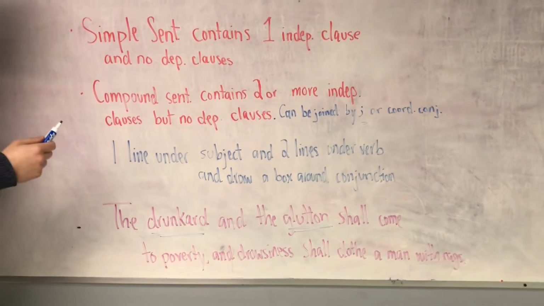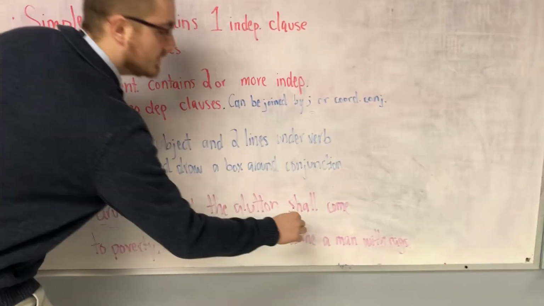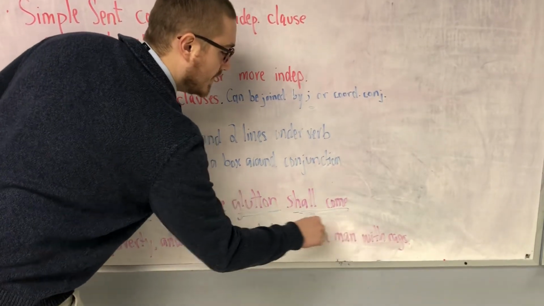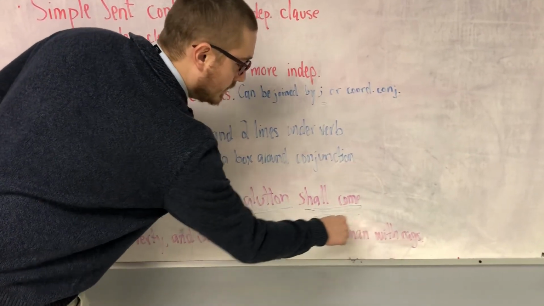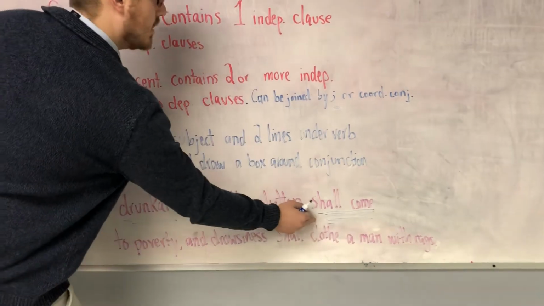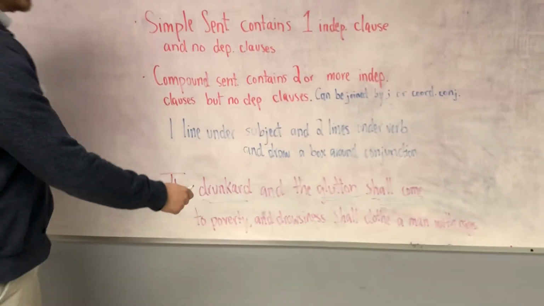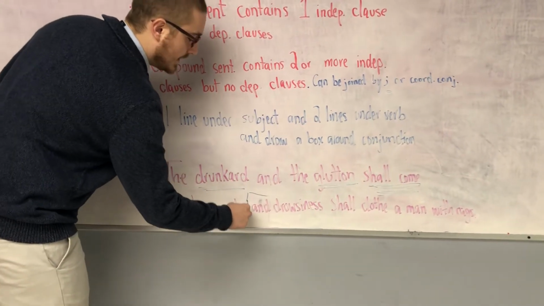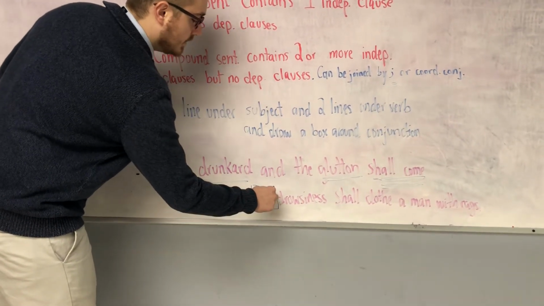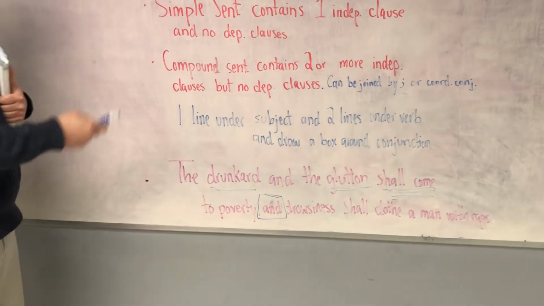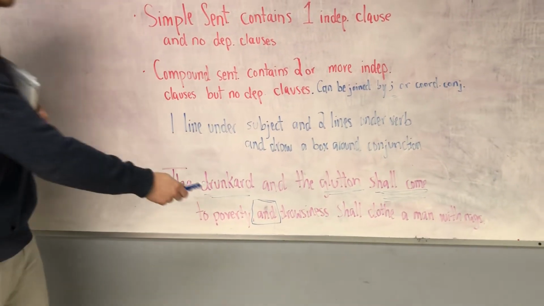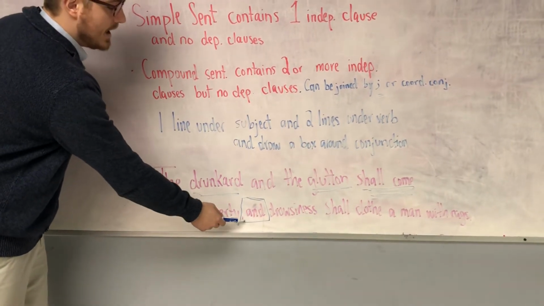And then two lines under the verb, or verb phrase. Shall come is our verb phrase here. Shall come. Hopefully you can see that. This is our verb phrase, guys. To poverty. Here's our coordinating conjunction and a comma. So we don't have a semicolon here. These two independent clauses are joined by and, the coordinating conjunction, and the comma.